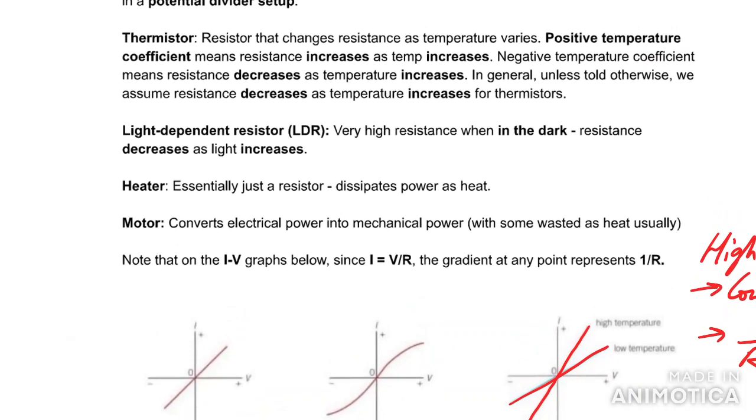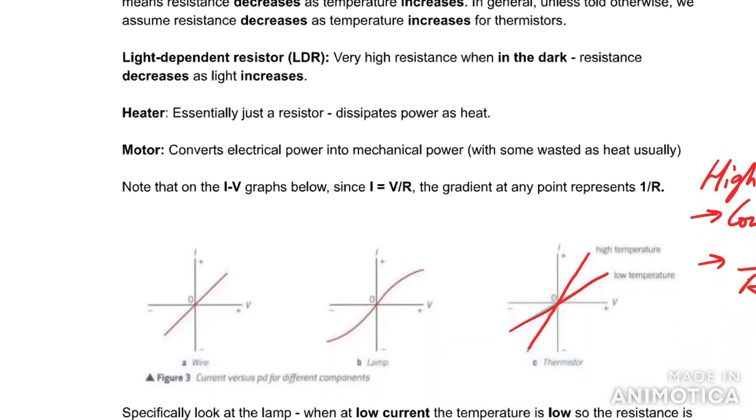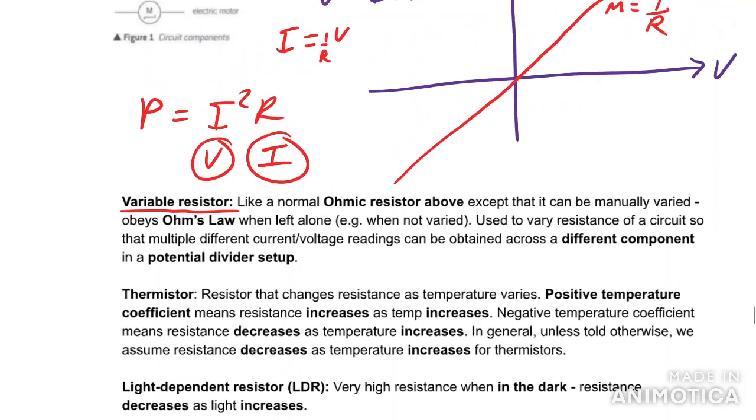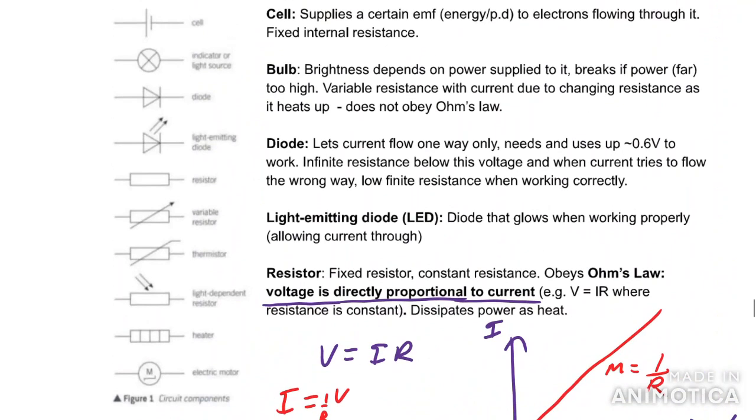Light-dependent resistor, very similar to thermistors. Again, they do obey Ohm's law at a given level of light. Just remember that the resistance decreases as light increases. A heater is effectively just a resistor, dissipates power as heat. A motor converts electrical power into mechanical power, obvious. Okay, so now those are all the components that we really care about.